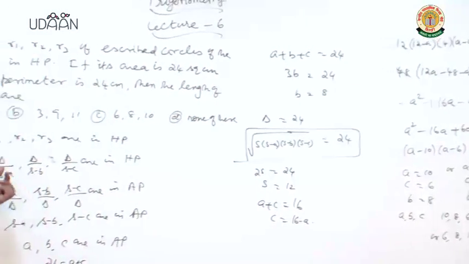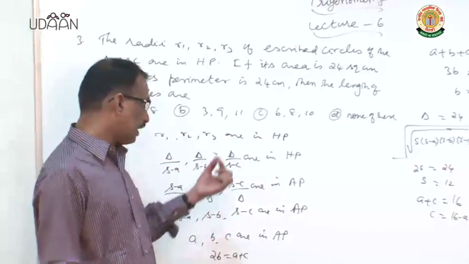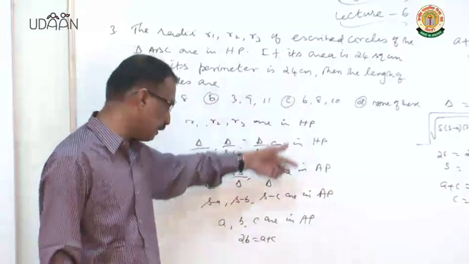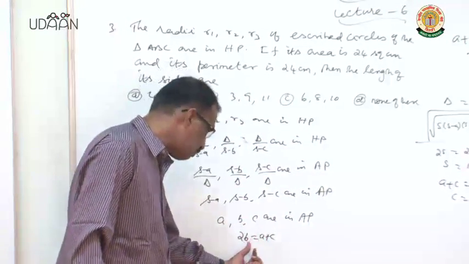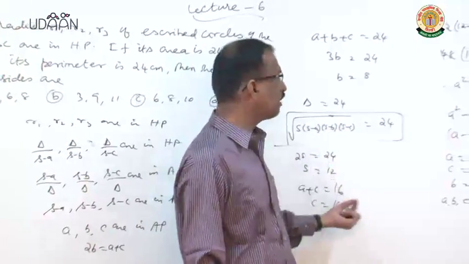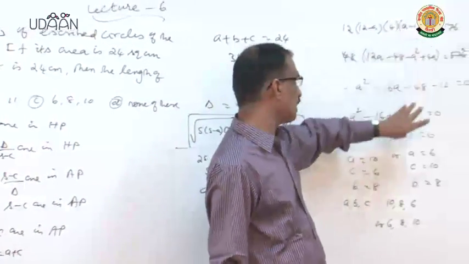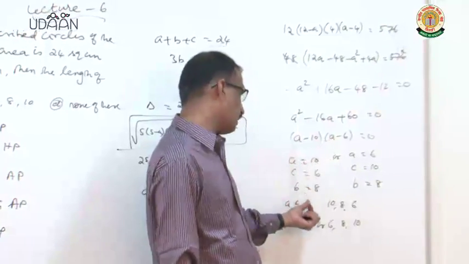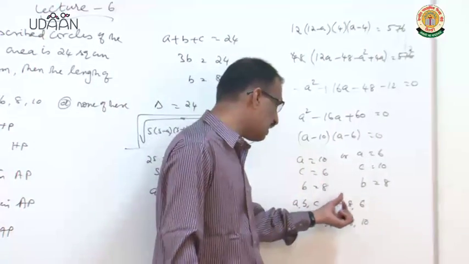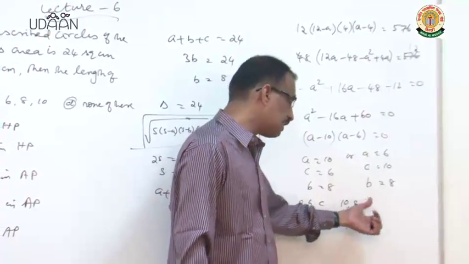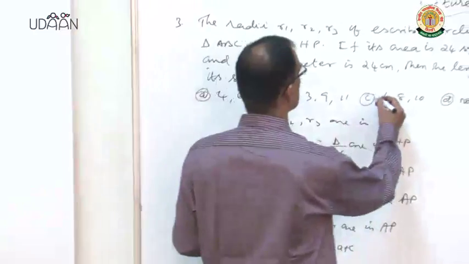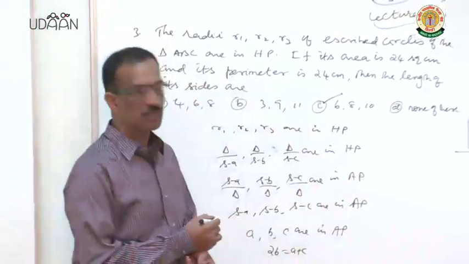So, what we have done, we have taken R1, R2, R3 values, their simplifications, it is given HP. So, we know that their reciprocal becomes AP. So, from there we got a relation of 2B equal to A plus C, and then area is given. So, from that area we got a quadratic equation in A, we factorized and we got the value of A. Corresponding B and C also we got. So, the options A, B, C are 10, 8, 6 or 6, 8, 10. So, now you can see what are the options you have here. So, here 6, 8, 10 is the option you have.